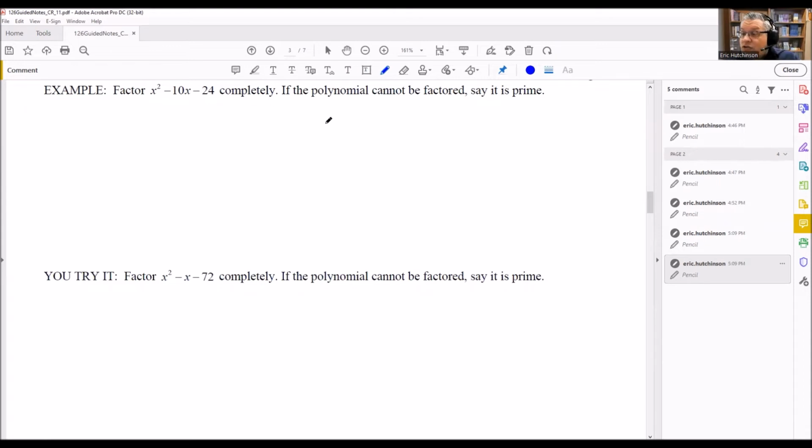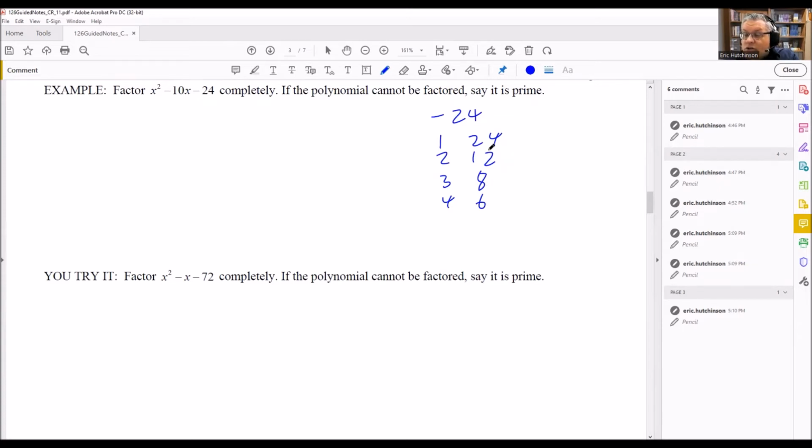We have negative 24 here. Write out all the factors of that. We have 1 and 24. We have 2 and 12. We have 3 and 8. We have 4 and 6. Okay, I want to look for the ones that give me a combination to add up to negative 10.